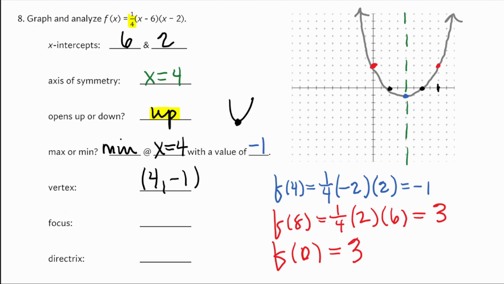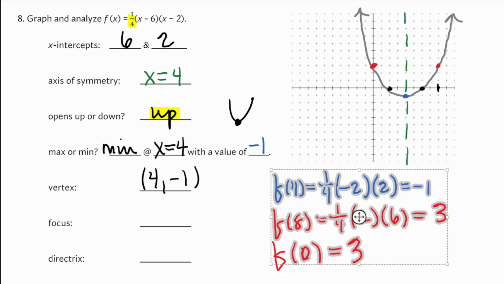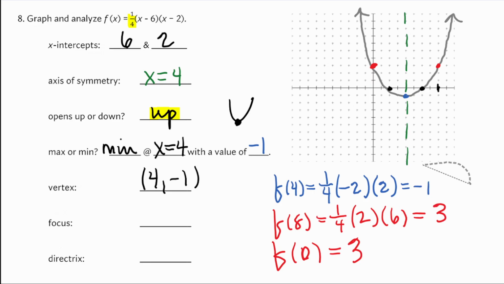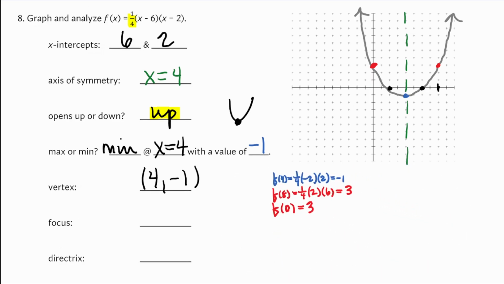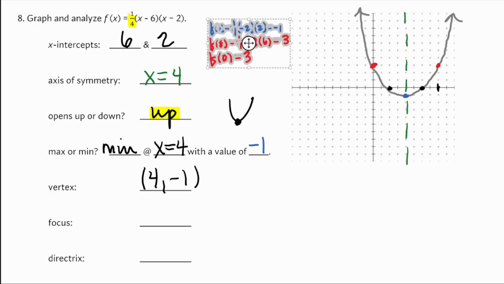I'm going to need some more room, I guess. Maybe I'll just get some of this out of the way, because I don't really need that anymore. And I can pick up over here and do some work to find the focus and directrix.